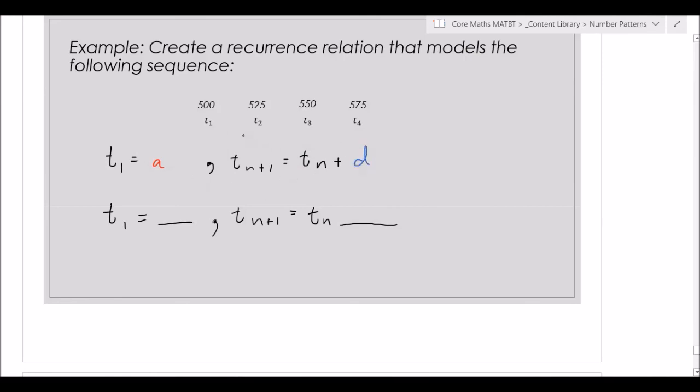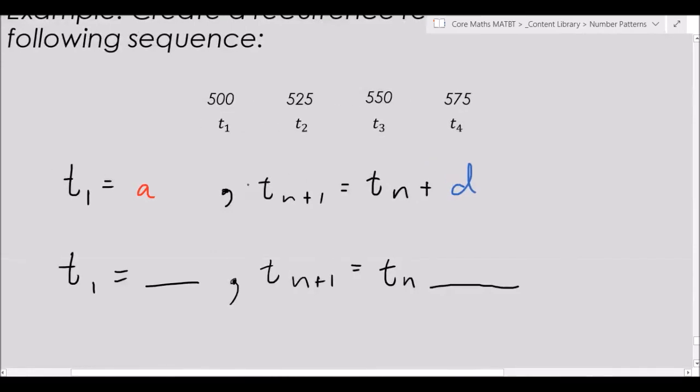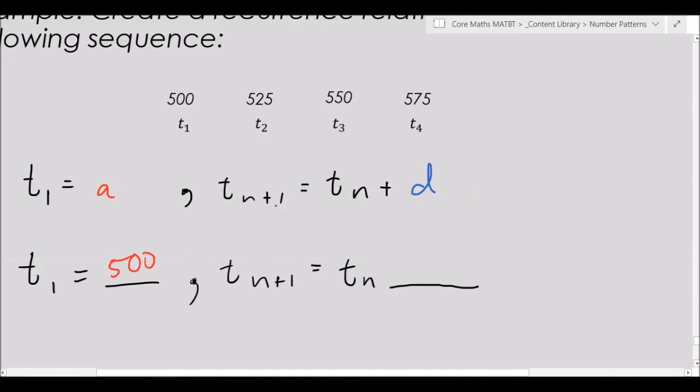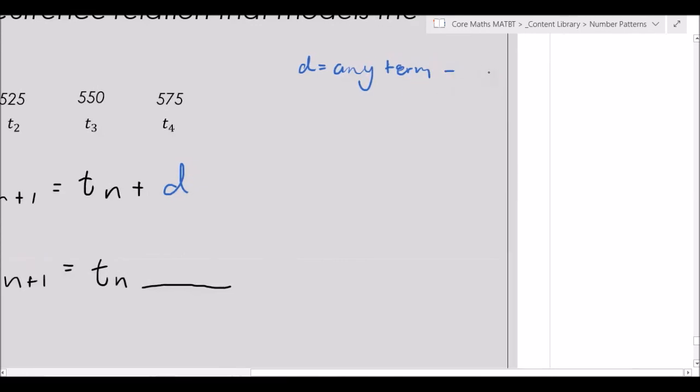So looking at my recurrence relation already, I can tell that the first term is going to be 500. Right there, T1, 500. So it's going to be T1 equals 500. That's the first thing you need to write down. The second thing you need to write down is the common difference right here. So how do we figure out the common difference? Remember, the formula for common difference was any term take away the previous term.